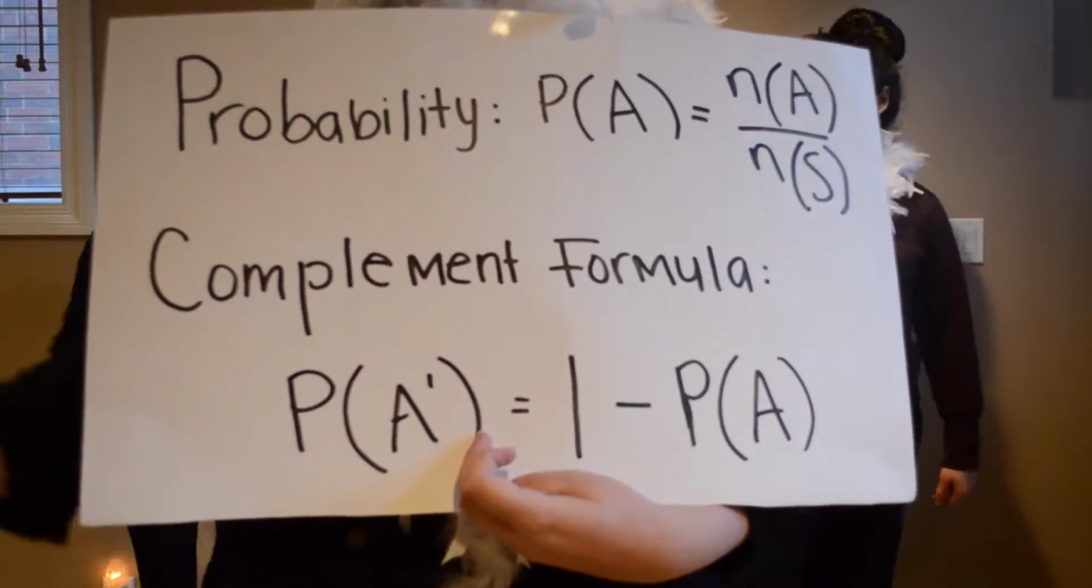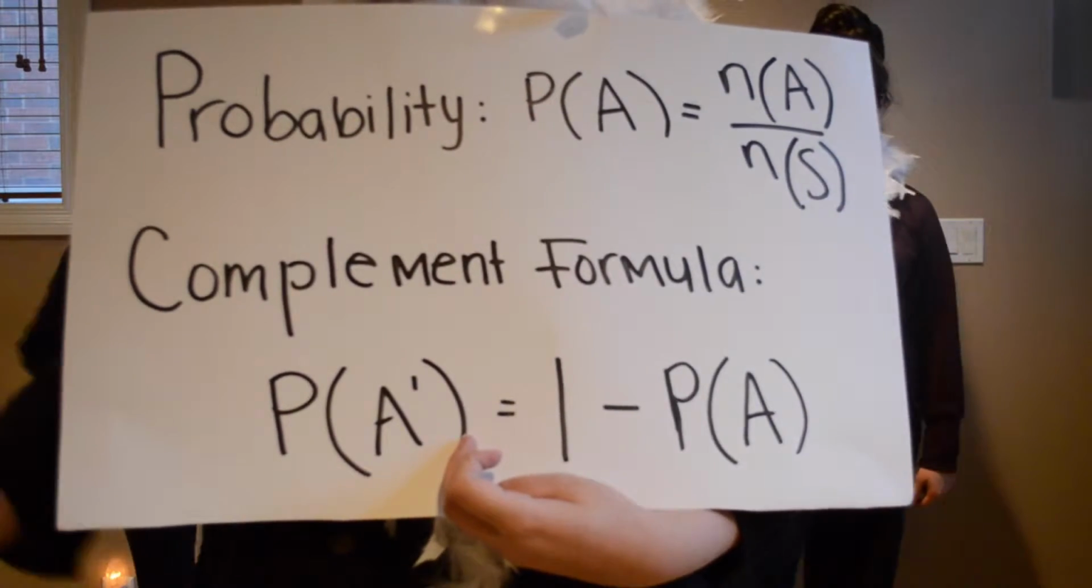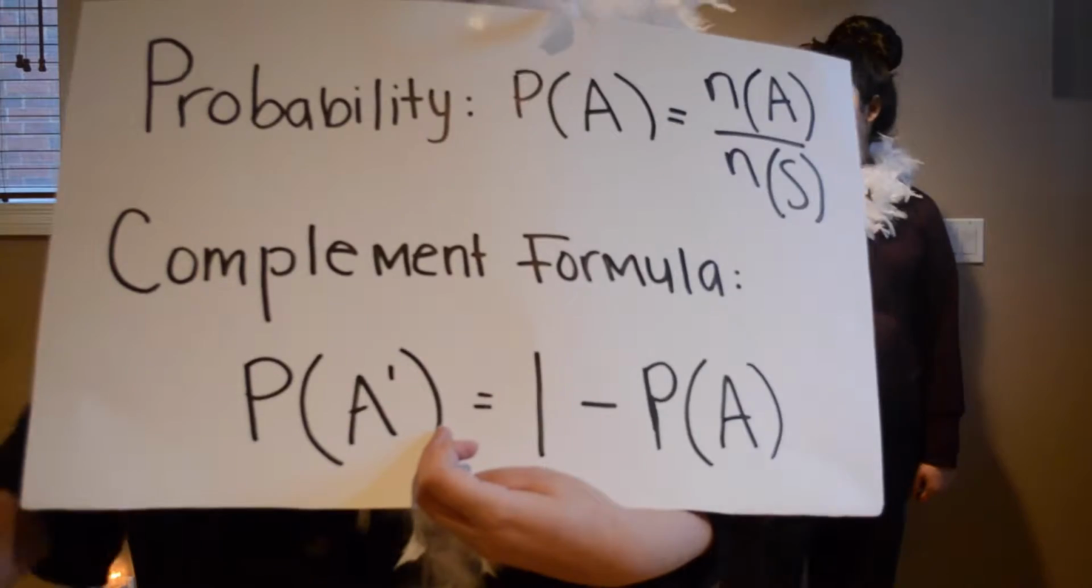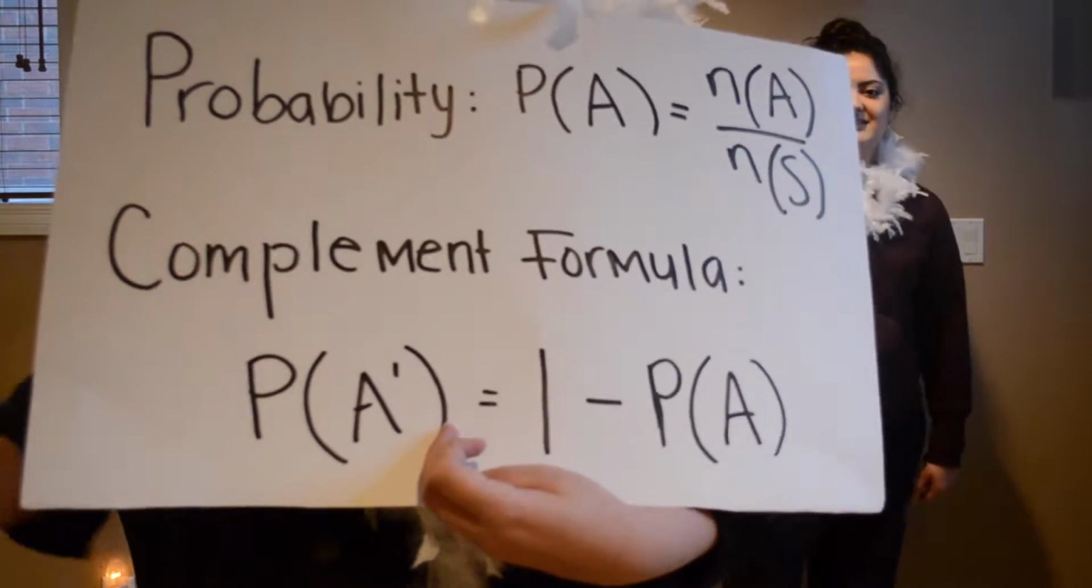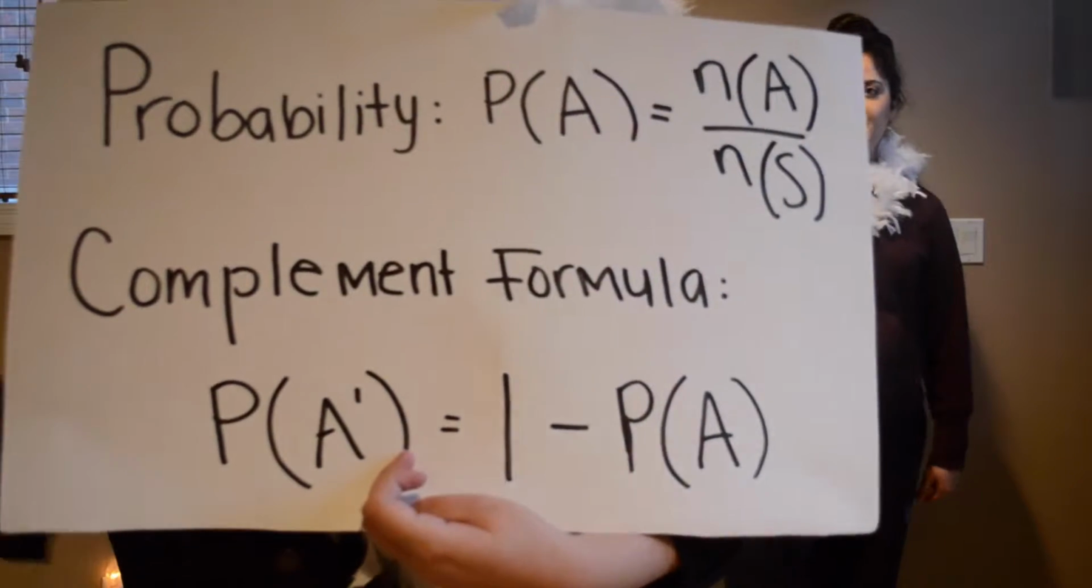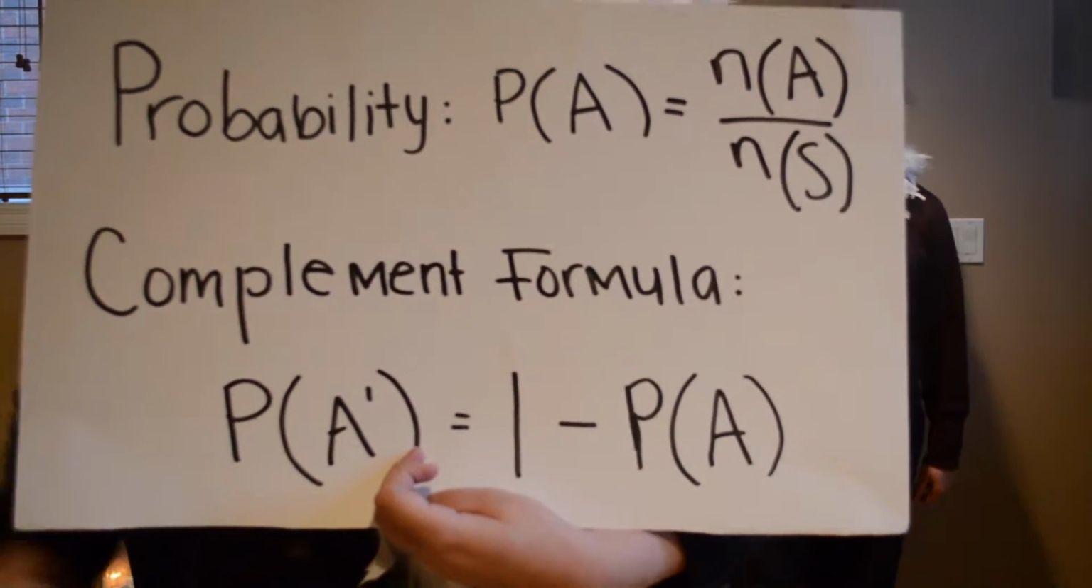0 to 1 real quick. The probability of an event is always a value between 0 and 1, where 0 is impossible and 1 is certain. Subjective probability is an educated guess. The complement of A is A prime, which is the probability of an event not happening. The complement formula is shown here.